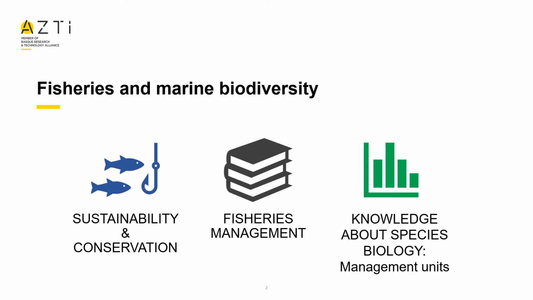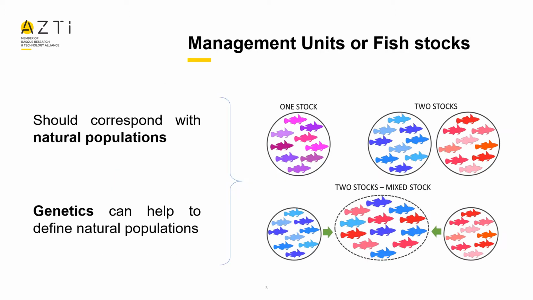Human fishing activities have an impact on marine biodiversity and ecosystems. The sustainability and conservation of those marine species that are directly or indirectly exploited by fisheries often depend on efficient fishery management plans. These efficient management plans involve a good knowledge about different biological aspects of the species, for example, for the definition of what are called the management units.